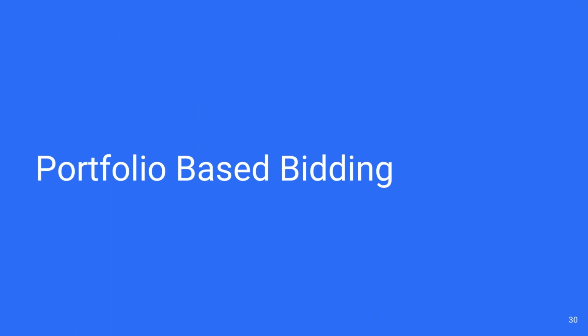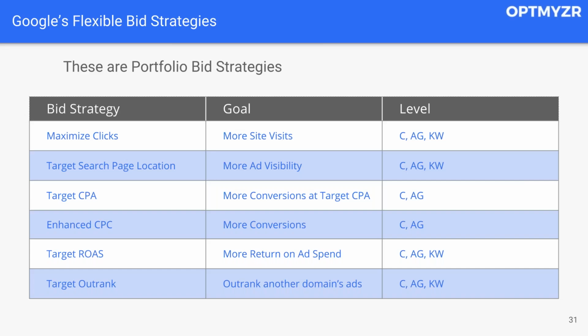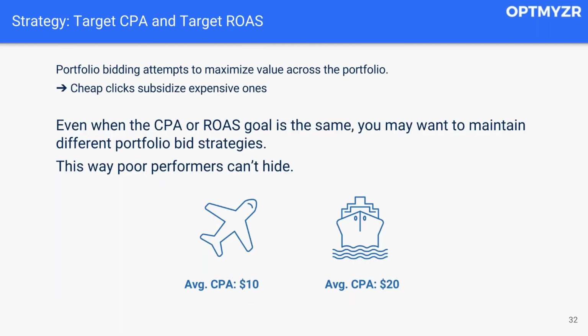Okay, so that's rules-based. The other strategy you have is portfolio-based, and that's what Google will do for you. Google has a number of portfolio bid strategies. I'm not going to cover this slide in great detail; you can get it from Google. The one important thing about portfolio bid strategies is that they attempt to maximize the value across the entire portfolio, as opposed to considering individual keywords or individual product groups if you're doing e-commerce.